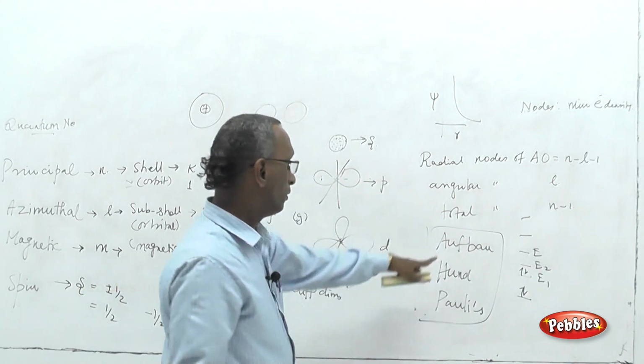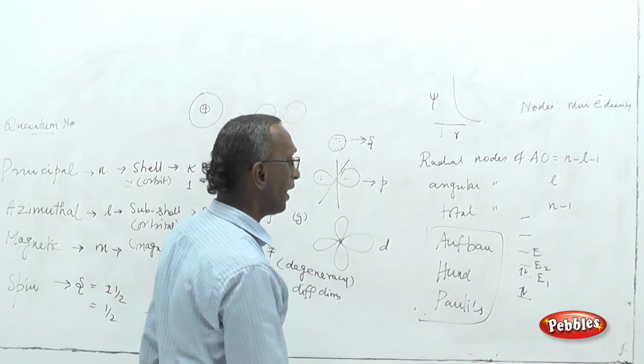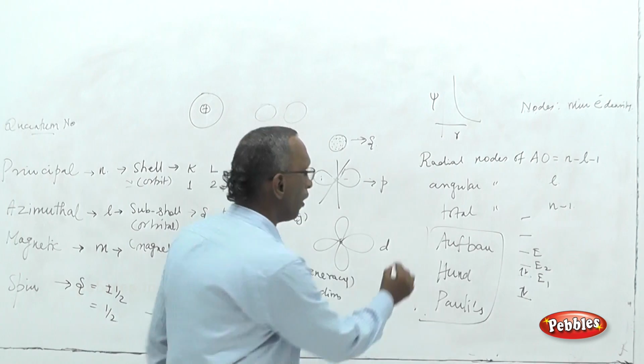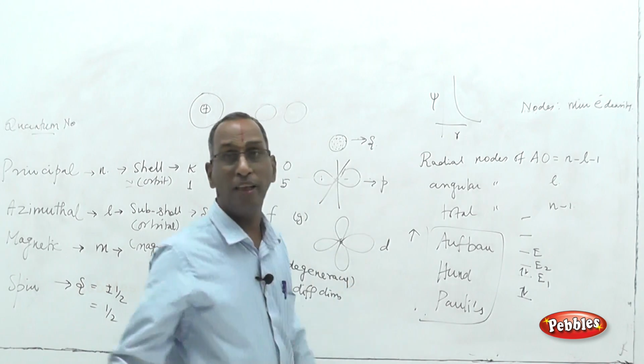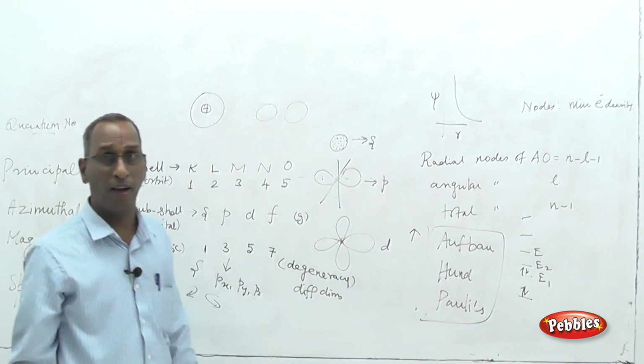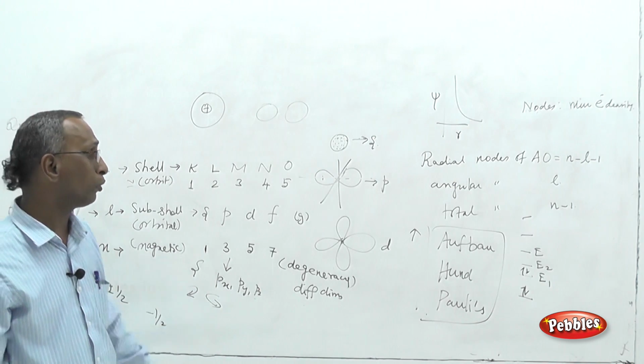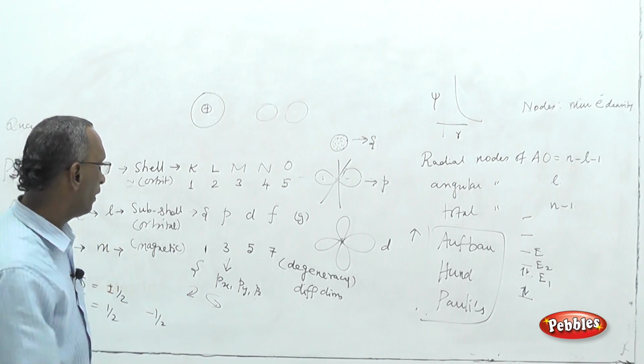So, the Aufbau principle states that electrons fill in the increasing order of energy level. The second rule is Hund's rule. Hund's rule solves the tie.